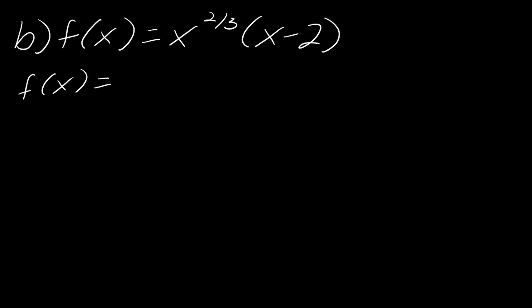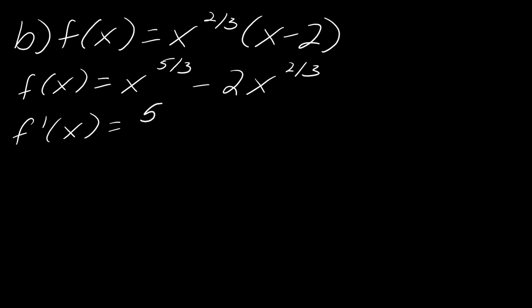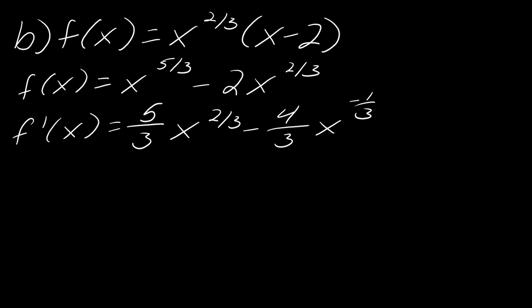So pro tip, I think it's easier to take the derivative of this function if you distribute this rational exponent. So I have to take the derivative of this. So this will be f prime of x. This is 5/3 x to the 2/3 minus, and then this, let's see, this will be 4/3 x to the -1/3. Okay, so here's the first part of this.